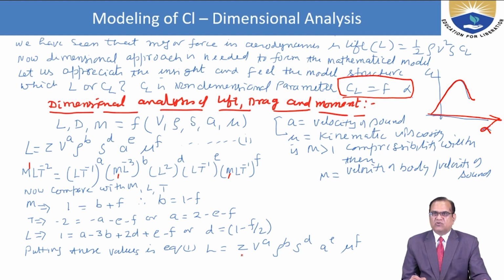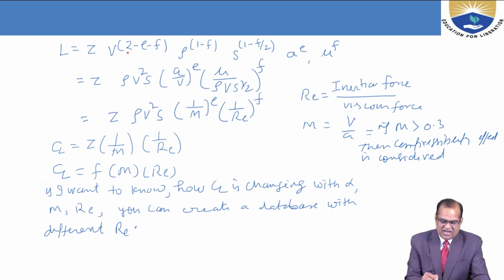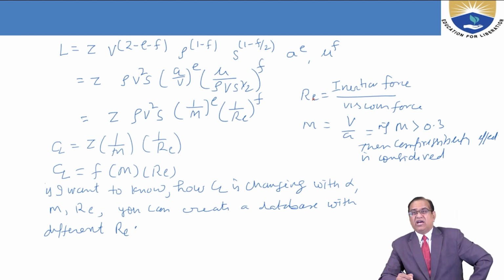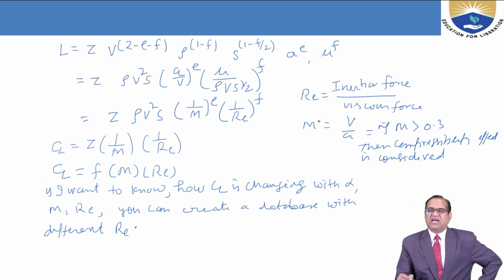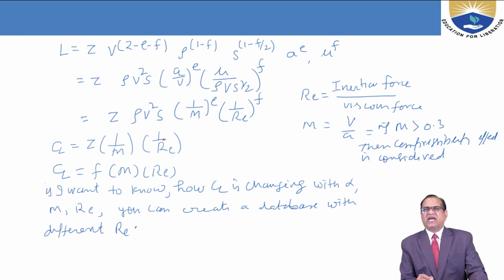Putting this value, we will get L is equal to some constant Z times V to the power A, rho to the power B, S to the power D, a to the power E, and mu to the power F. So if you put these values here, we will get L equal to Z V to the power 2 minus E minus F, rho to the power 1 minus F, S to the power (1 minus F) by 2, a to the power E, mu to the power F. So here rho V square S, and if you divide by a by V and mu by rho V square, you will get Z rho V square S, 1 by M to the power E, 1 by Re to the power F, where Re is the Reynolds number, which is inertial force divided by viscous force, and here M is equal to V by a, and it is very negligible if M is less than 0.3. So here we will get CL is equal to Z, 1 by M and 1 by Re.